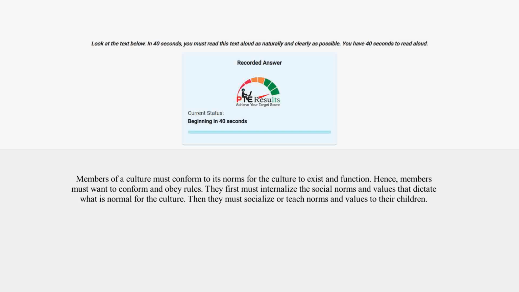Members of a culture must conform to its norms for the culture to exist and function. Hence, members must want to conform and obey rules. They first must internalize the social norms and values that dictate what is normal for the culture. Then they must socialize or teach norms and values to their children.